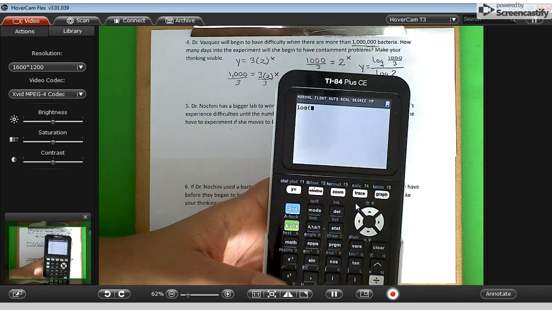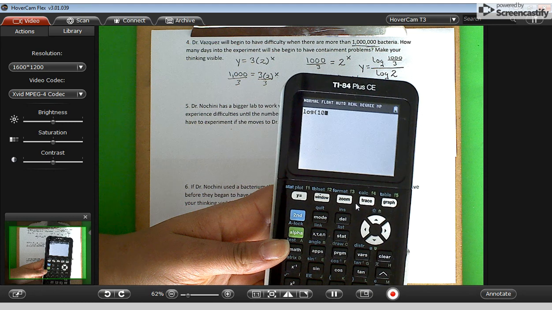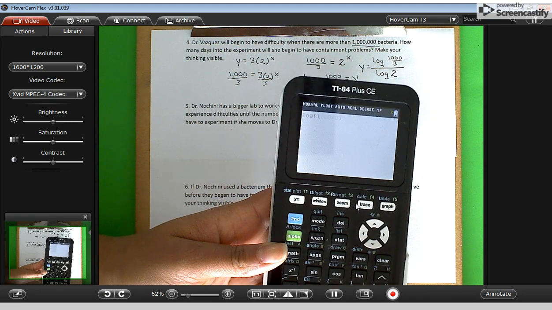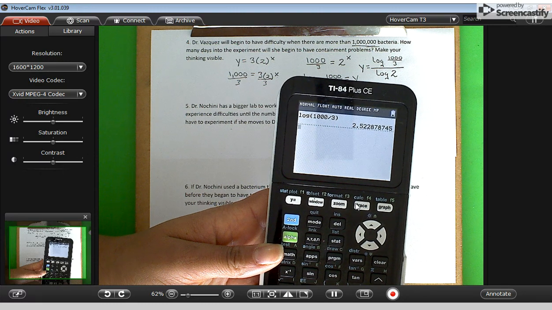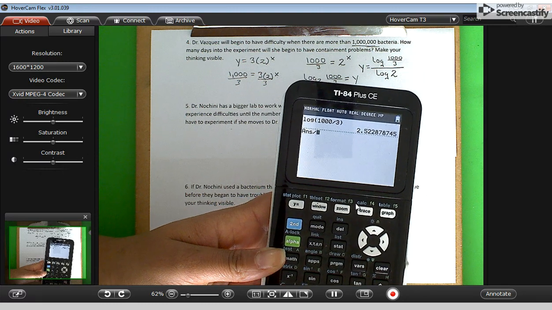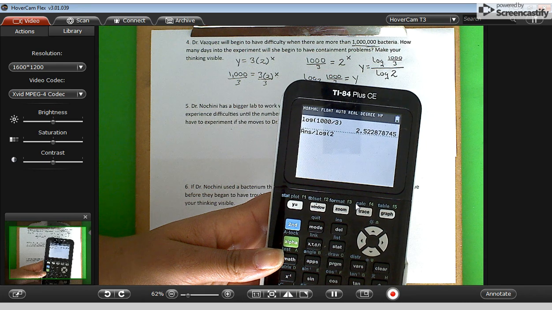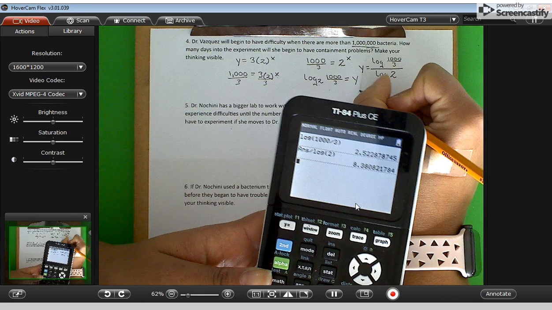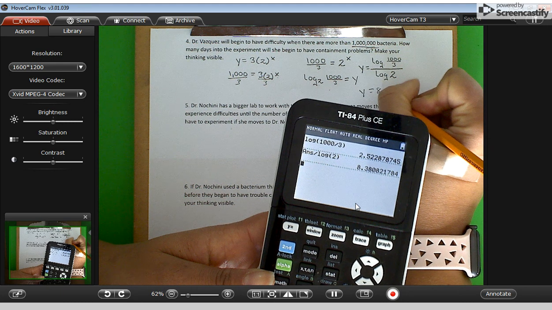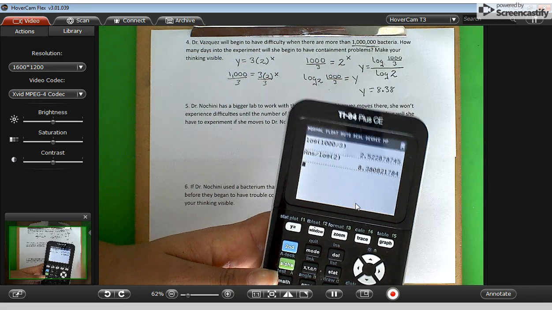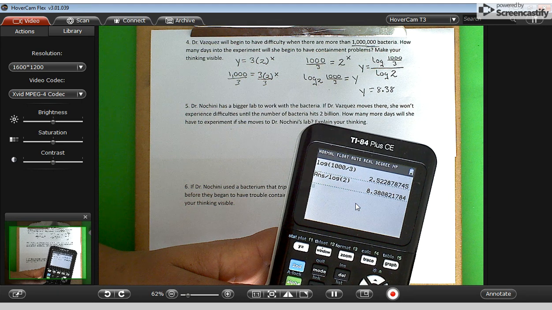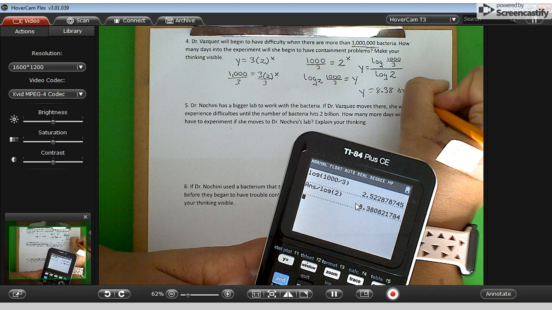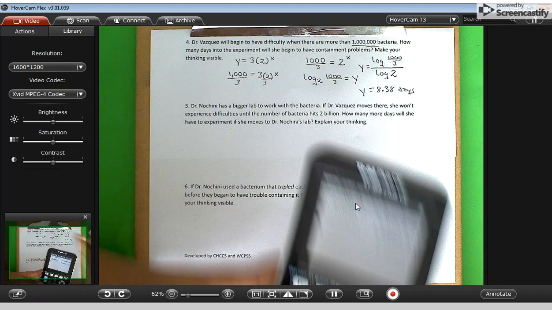And so when we plug this in, your log is right here, log. So you are going to hit log of 1,000 divided by 3. And I like to hit enter here and then do divided by log of 2 and hit enter. And so we get y is equal to 8.38. And so I believe that was in days. So 8.38 days is when we will have this amount of bacteria.